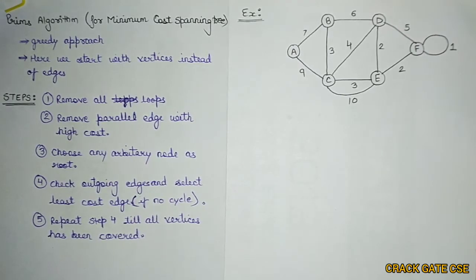As we know, Kruskal's algorithm is a greedy approach to find the minimum cost spanning tree. In this video we will be discussing another greedy approach, which is Prim's algorithm, and it is also used to find the minimum cost spanning tree.